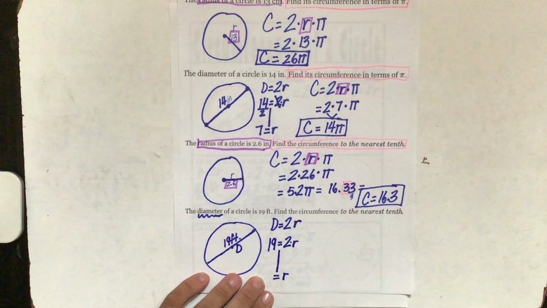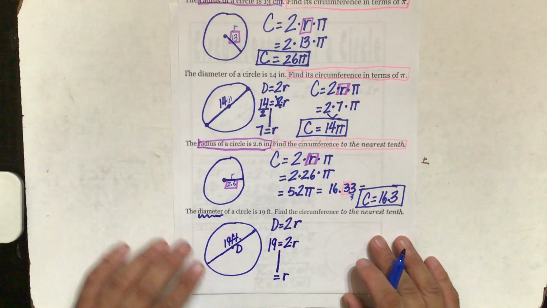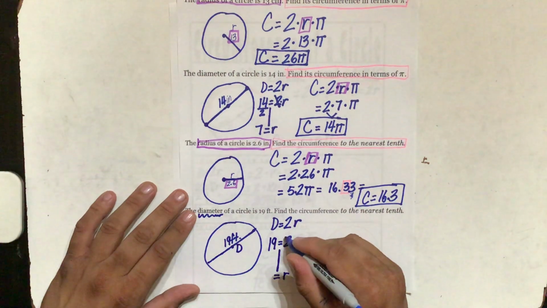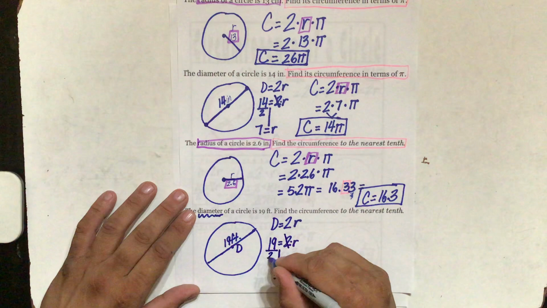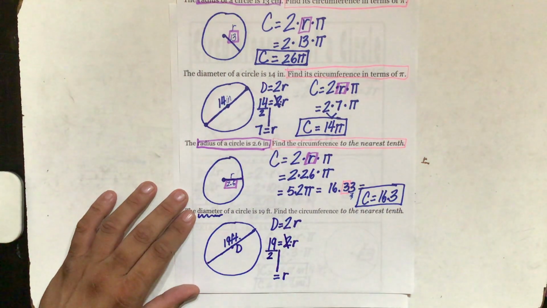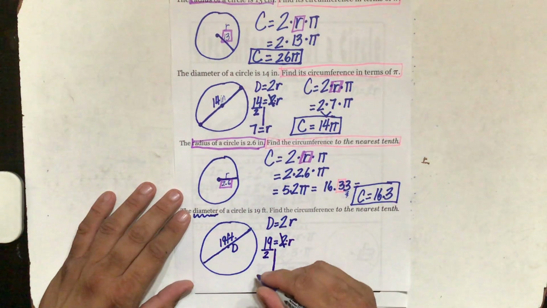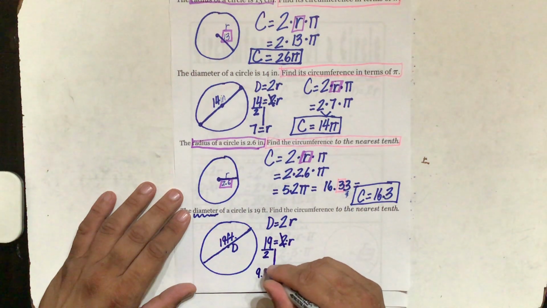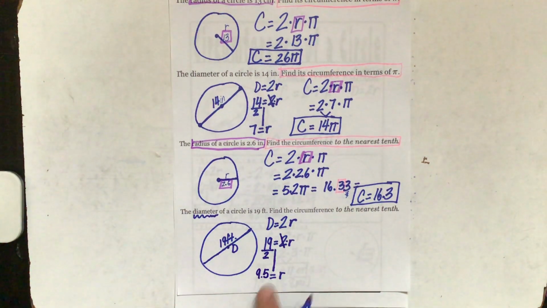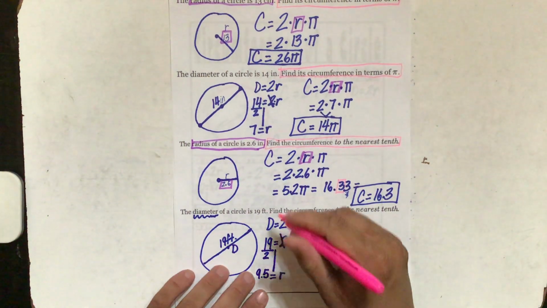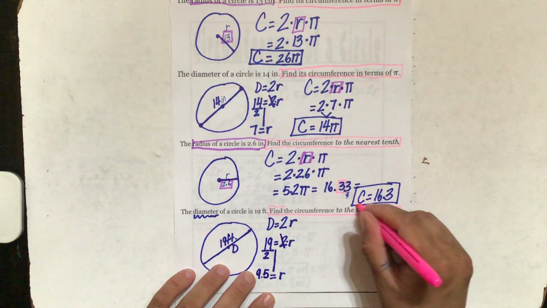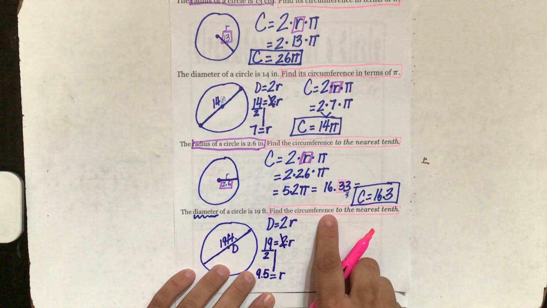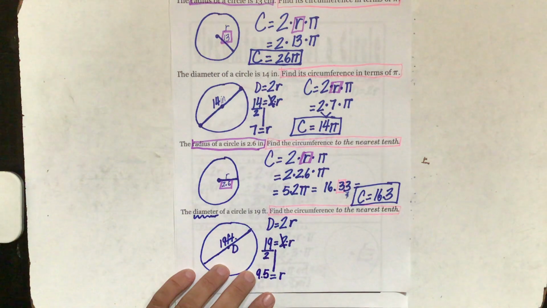So this says 2 times R. So the inverse of multiplying is dividing. So I cross out 2 here, and I'm going to divide here on the other side. So 19 divided by 2 is 9.5. So I have my R now, right? Now I need to find the circumference to the nearest 10th. So I need to find C now. I need to find the circumference.